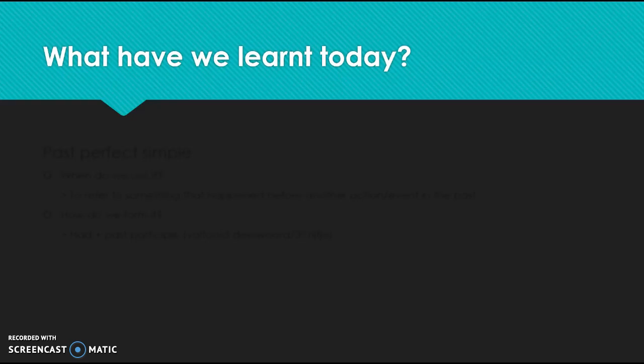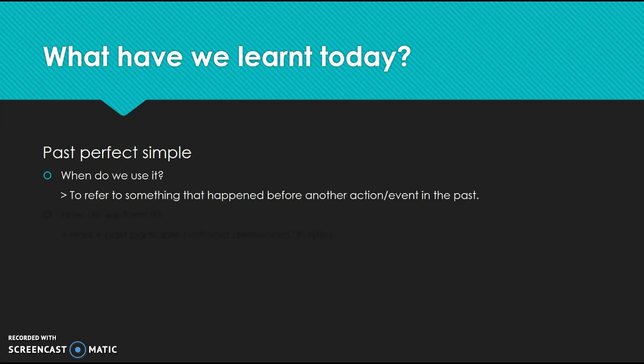So, what have we learned today? We've been talking about the past perfect simple. I hope you all remember when to use it and how to form it. When do we use it? We use it to refer to something that happened before another action or event in the past. How do we form it? We form it by adding had and the past participle together, past participle being in Dutch het voltooid deelwoord or het derde rijtje. Good. I hope that you all know when to use the past perfect simple and how to form it.